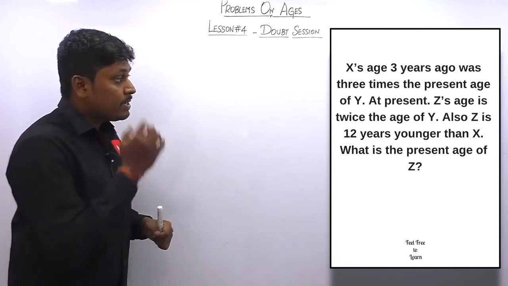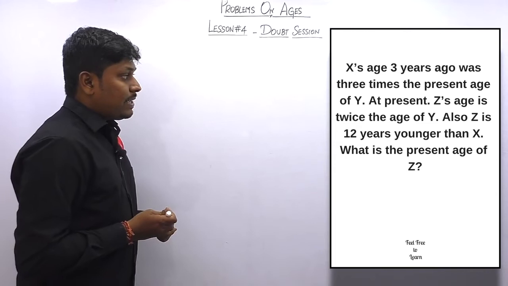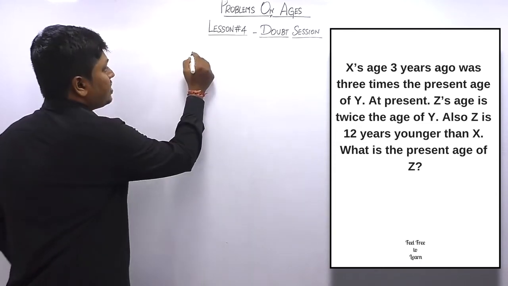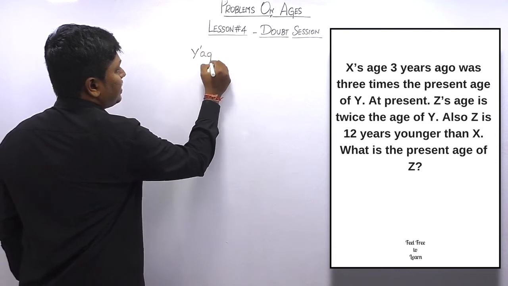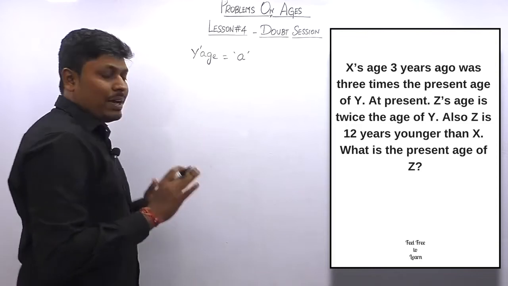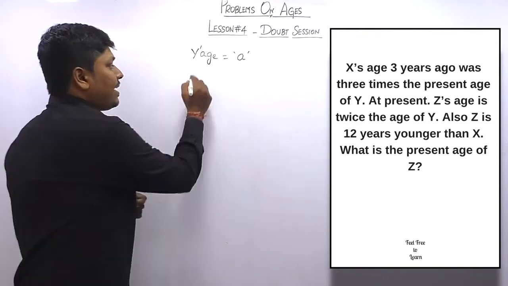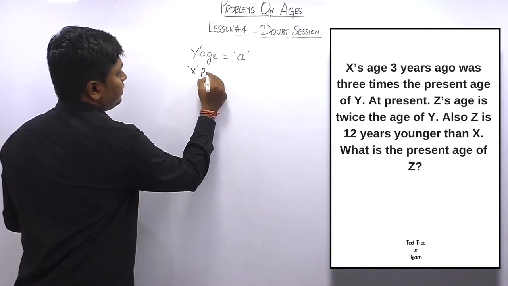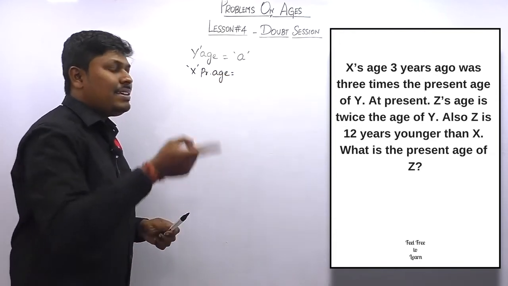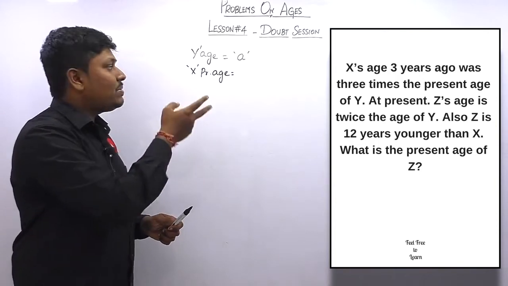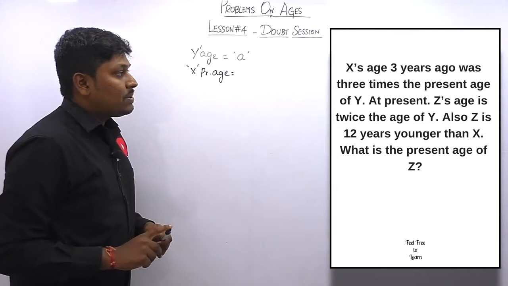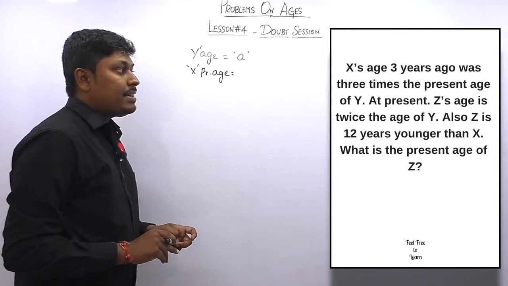So now let me do one thing. We can say where the X age is compared with Y. So we can say the present age of Y, let me keep it as A, right? So Y present age is A. Then X present age: what they are saying is X age 3 years ago. So 3 years ago we need to subtract 3. Now we are calculating a present age, so plus 3, right? So 3 years ago was 3 times the present age of Y.